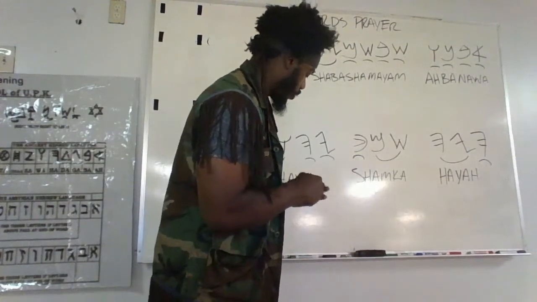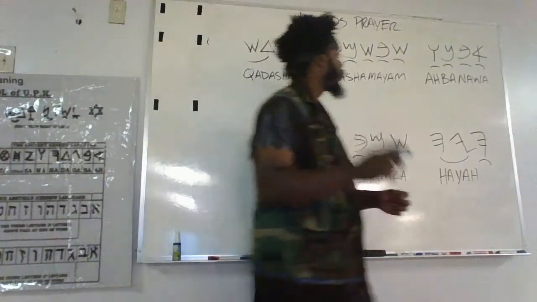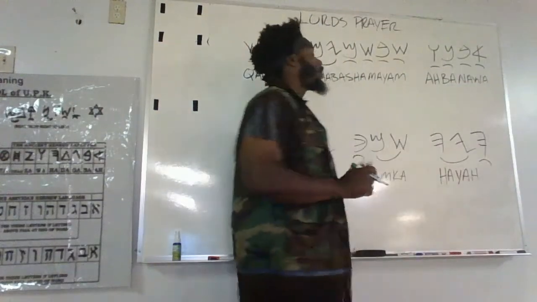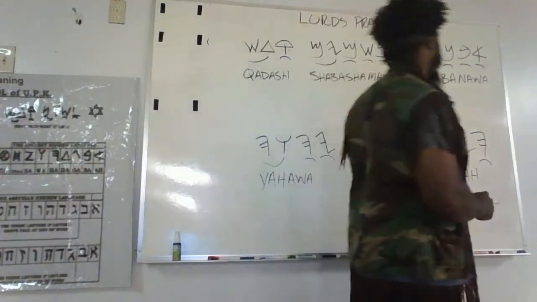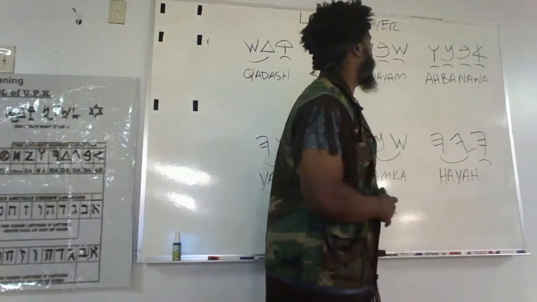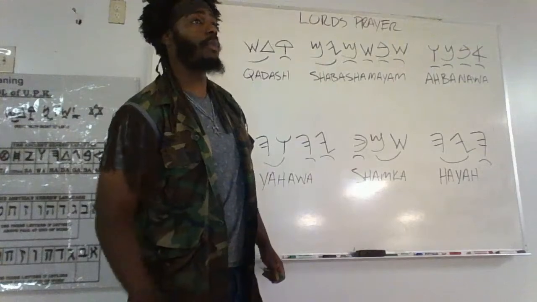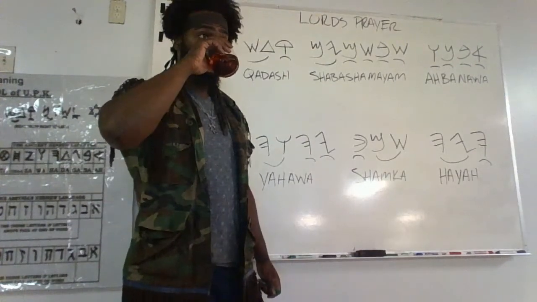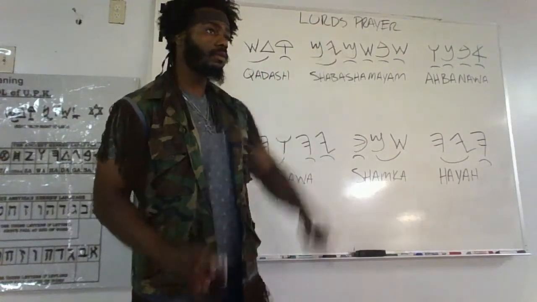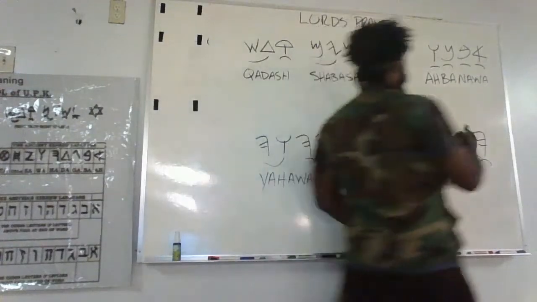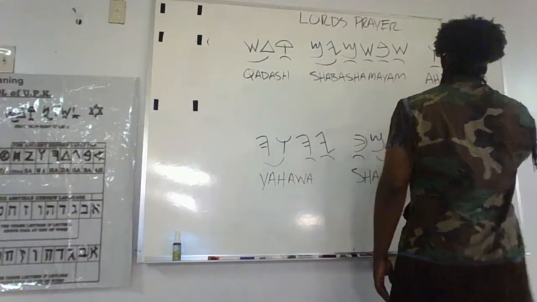Let's deal with the first part of the Lord's Prayer. The first part of the Lord's Prayer is Abanawa. Let's break this word down. From a list of prefixes and suffixes, what's on this word? Is there a prefix or a suffix on the word Abanawa? Raise your hand. Yes, a suffix. No. The suffix is Nawab.